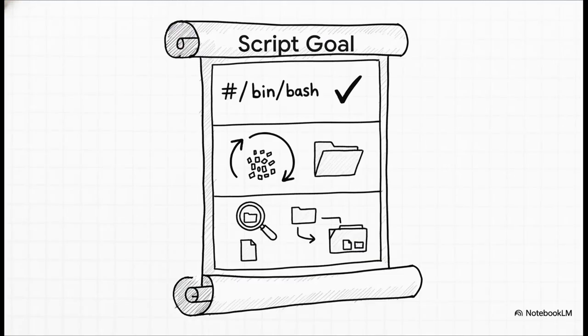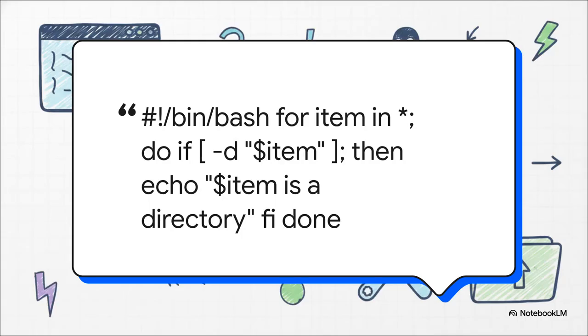So here's what we're going to do. We're going to write a script that, number 1, starts with the correct bash shebang. Then it's going to loop through every single item in the current directory, and for each item, it'll use an if statement to figure out if it's a file or a directory, and then tell us. And here's the script. Check it out.